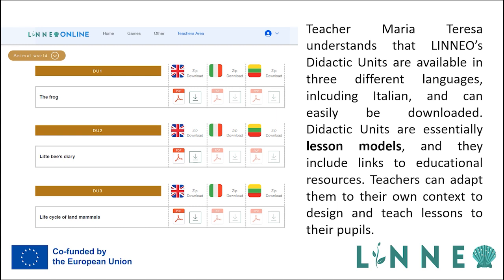Teacher Maria Teresa understands that LINNEO's didactic units are available in 3 different languages, including Italian, and can easily be downloaded. Didactic units are essentially lesson models, and they include links to educational resources. Teachers can adapt them to their own context to design and teach lessons to their pupils.